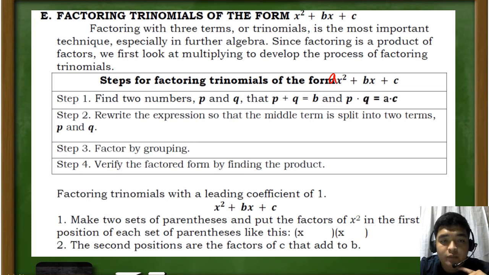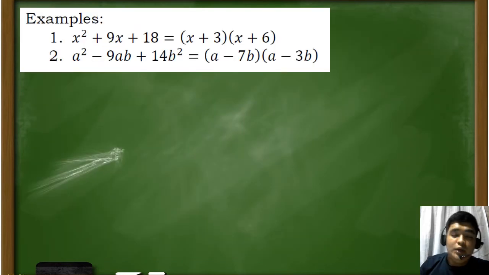So, factoring trinomials with a leading coefficient of 1. Make two sets of parentheses and put the factors of x squared in the first position of each set of parentheses. Then the second positions are the factors of c that add to b. Okay, let's apply our definition and steps. Number 1, we have x squared plus 9x plus 18. The factors of our expression are x plus 3 and x plus 6.